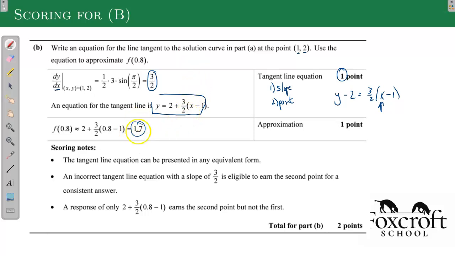Actually, this one might not be a calculator question, but again, you could leave your answer like this because it's algebraically equivalent to that. So if you only wrote this, you would just get the second point. That's interesting. Oh, because part of the thing is write the equation for the tangent line. So you actually need to answer that question.